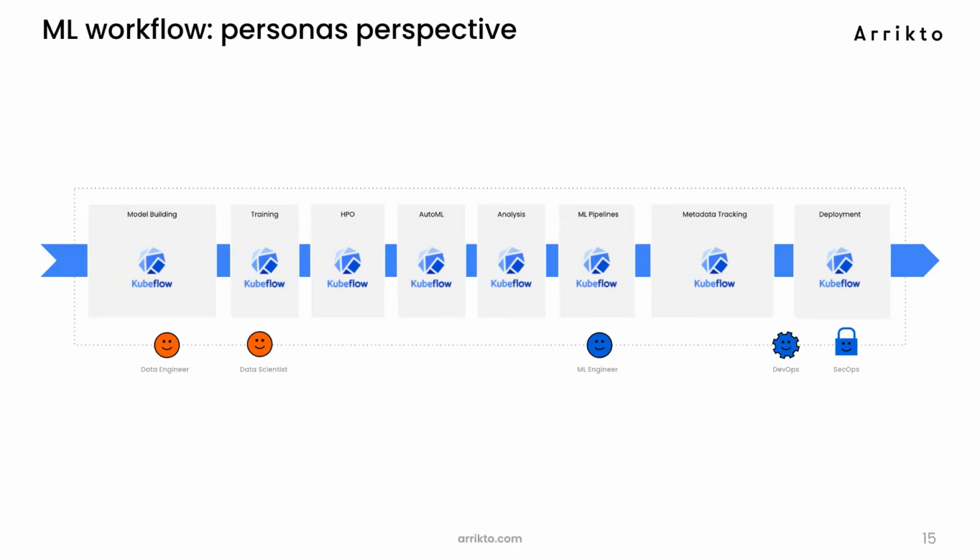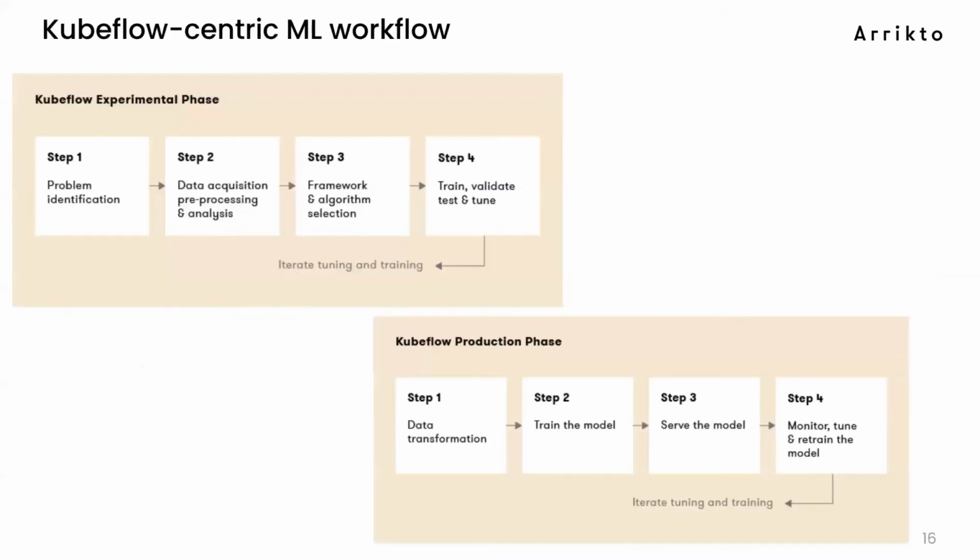So my point is that there can be personalities within the organization that are not listed here that can potentially get involved in a machine learning workflow. Maybe my point is that machine learning is not without peril. But anyway, the point is how do we put Kubeflow into a machine learning workflow? We basically want to break it up into two phases. There's going to be our experimental phase. There's going to be our production phase.